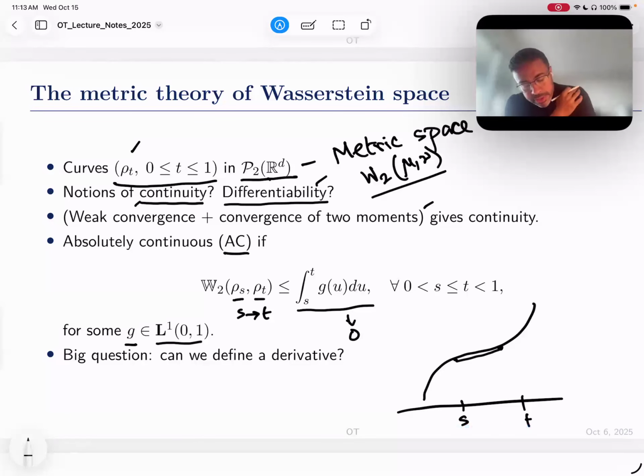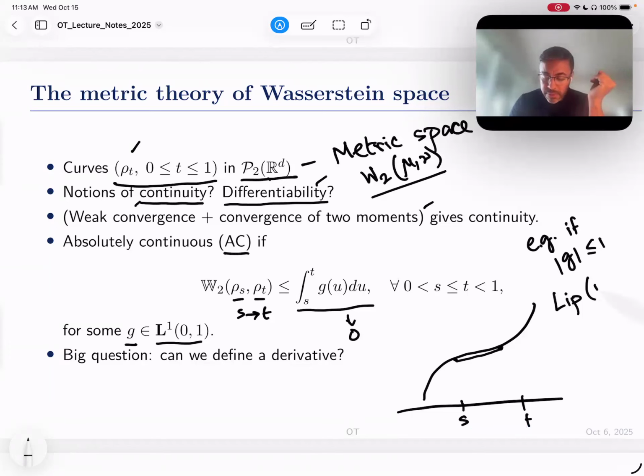In fact, you can see from here that, for example, if g is bounded, let's say bounded by 1, then this curve is Lipschitz, which means that the W2 distance between rho_s and rho_t is actually bounded by the difference between s and t. And the curve of probability measures is Lipschitz. So absolutely continuous curves are close to being Lipschitz curves. You can turn one into the other by a time reparametrization, which is called arc length reparametrization. But absolute continuity is the notion that we are going to use.